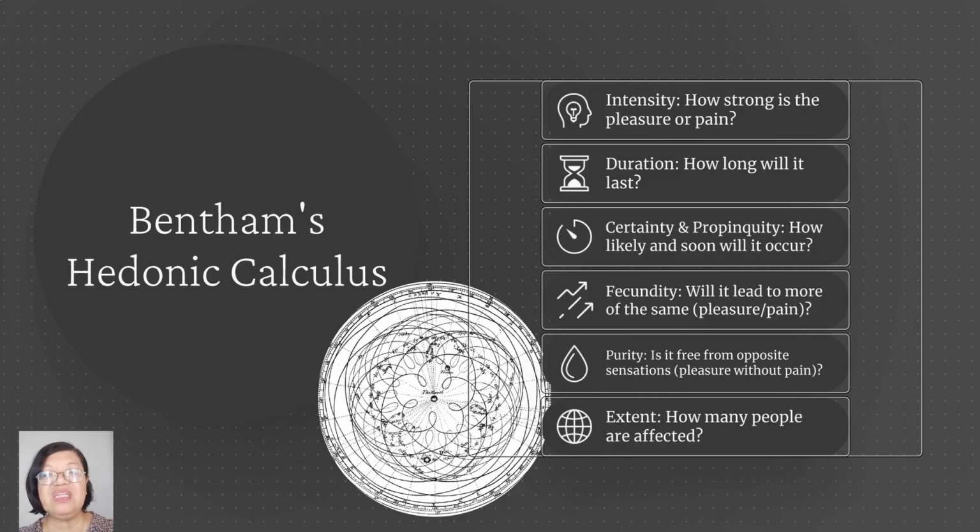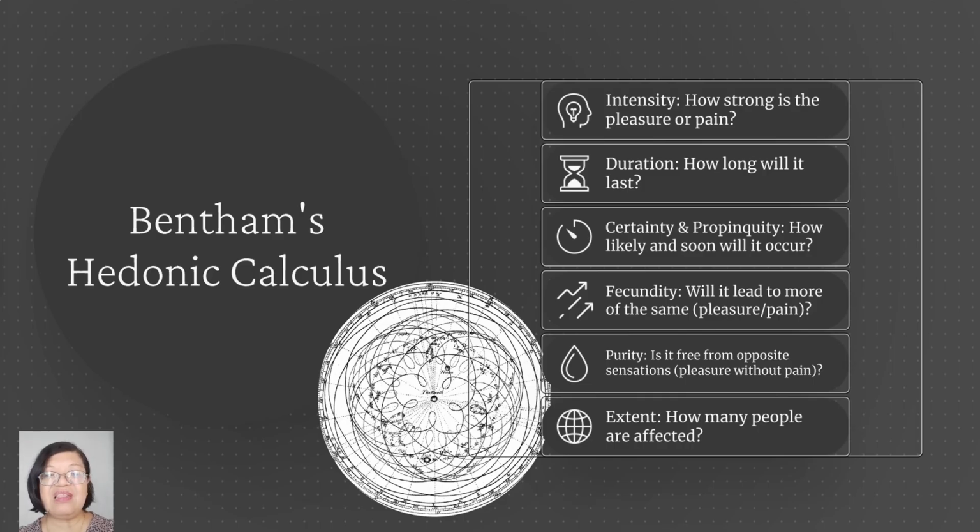And then purity is the likelihood that the pleasure will not be followed by pain or vice versa. Like taking a walk in nature is pure pleasure without any associated negative consequences, while eating unhealthy food might lead to pleasure now, but pain later on when we experience sickness such as diabetes or fatty liver, etc.